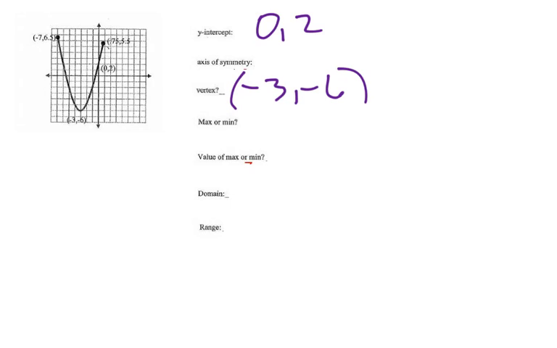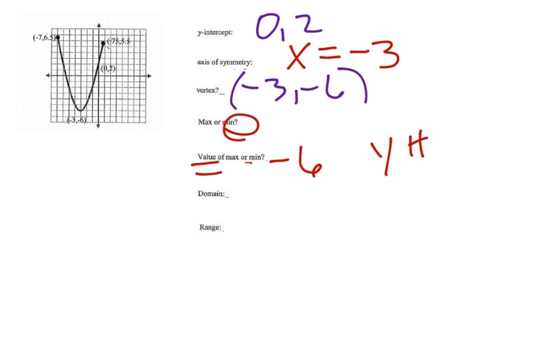Now that I know the vertex, the axis of symmetry is always x is equal to the x value of the vertex, -3. That vertex was at the bottom, so it's a minimum. The value of that max or minimum for this one is -6. It's the y number from the vertex. Okay, that's how you find the value of the max or min.